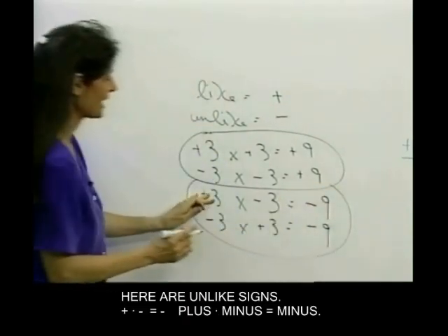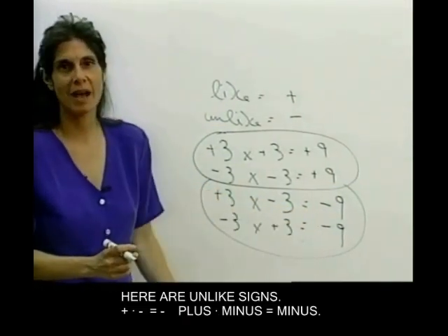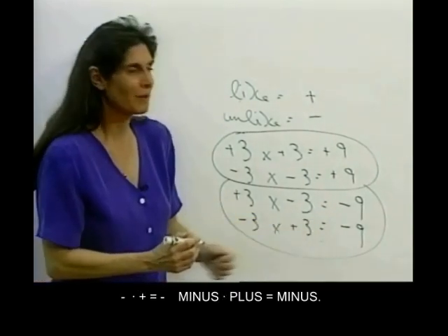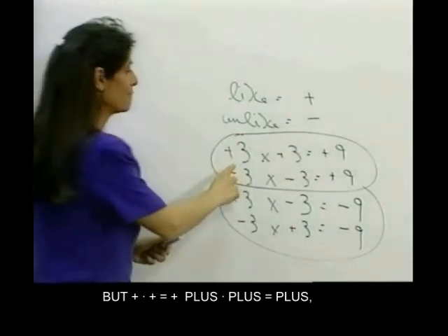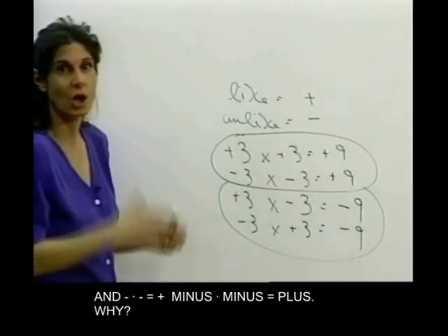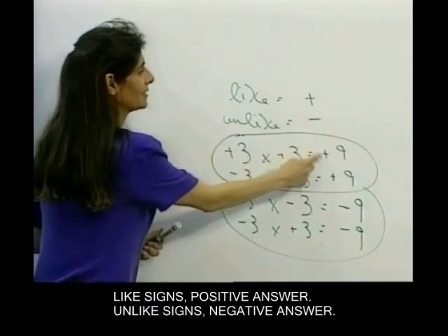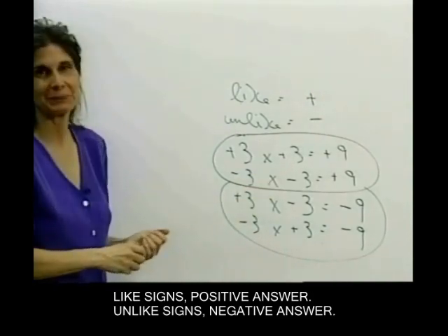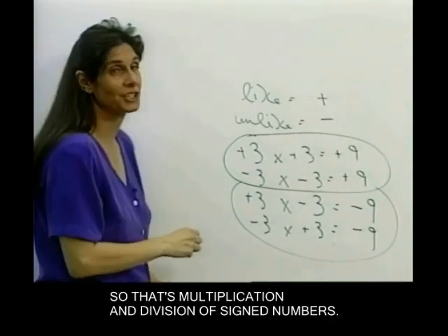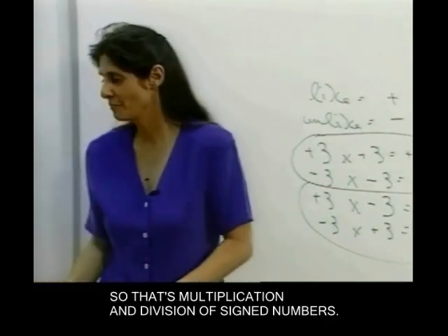Here are unlike signs. Plus times minus is minus. Minus times plus is minus. But plus times plus is plus. And minus times minus is plus. Why? Like signs, positive answer. Unlike signs, negative answer. So that's with multiplication and division of signed numbers.